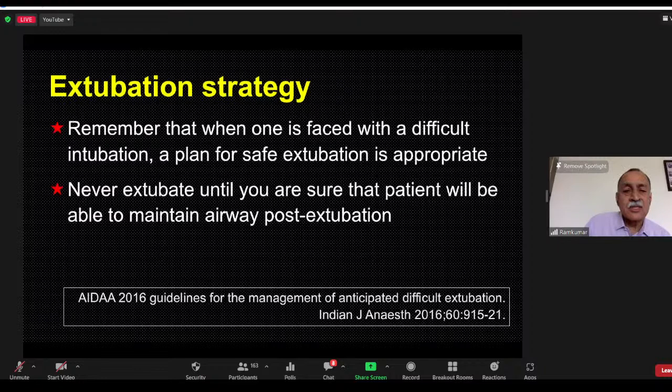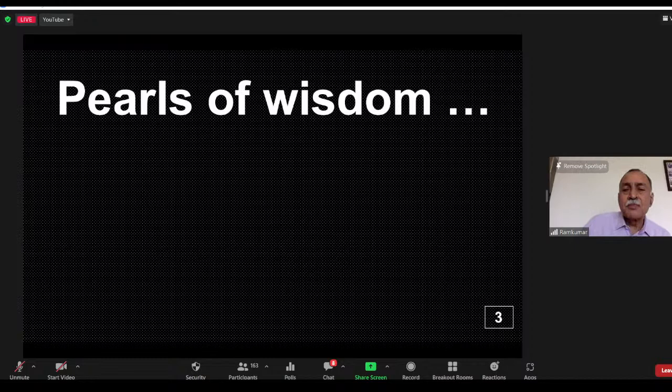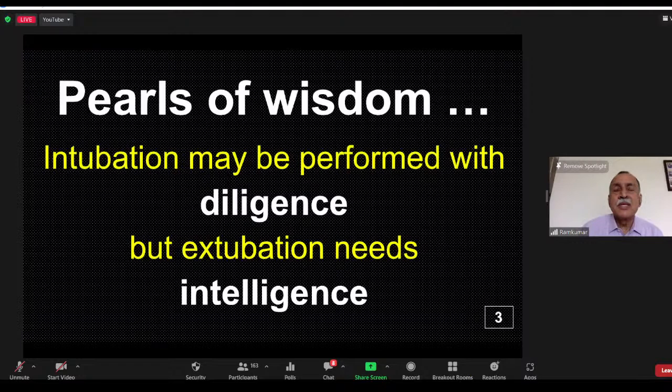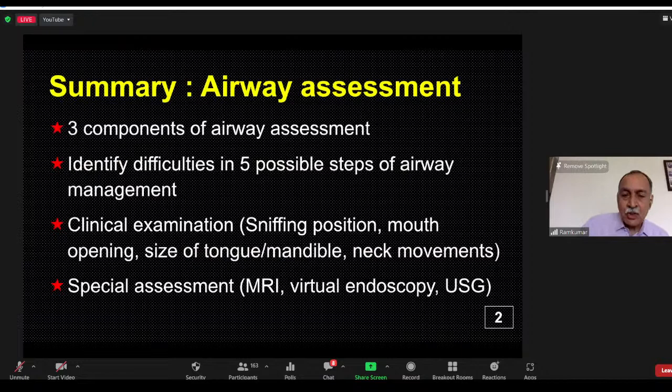A pearl of wisdom from this particular article would be that intubation may be performed with diligence. If you're well-trained, you've done hundreds of intubations over the last 20 years, you may manage to intubate even a difficult airway, but extubation needs intelligence. Do not extubate a patient who has been difficult to intubate unless you are sure that you will be able to manage the patient's airway post-extubation.